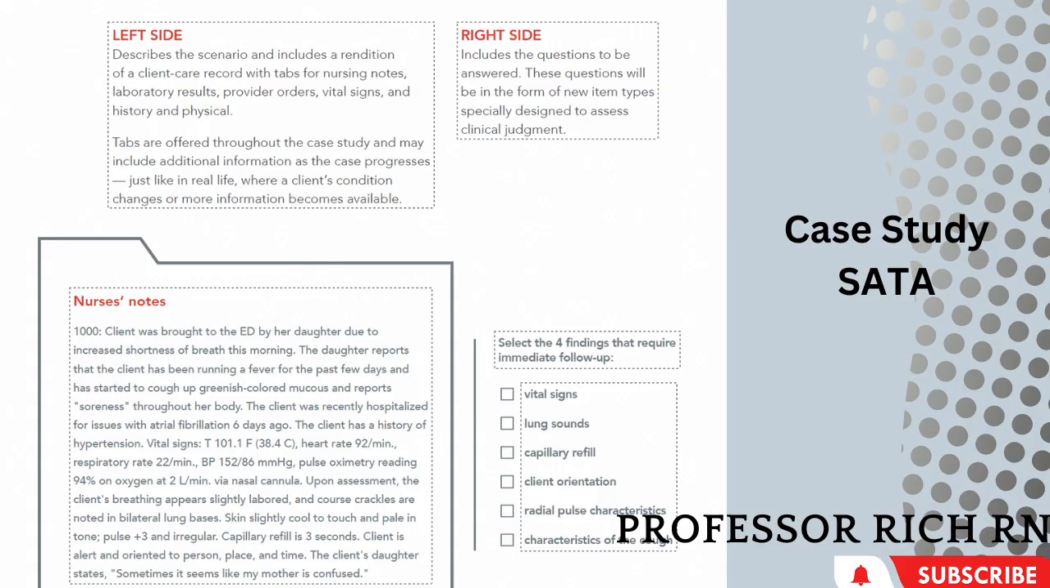So here in the case study select all that apply options, we have the case study, and we have to pick out what are those important things based upon that story. So if we go back to our options, we have vital signs, lung sounds, cap refill, client orientation, radial pulse characteristics, and characteristics of a cough. Okay, so 4 things we'd want to pick from. Immediately, we probably would say fever, so vital signs, lung sounds, client orientation, and then we can continue to evaluate that. But this is just an example question for that one.